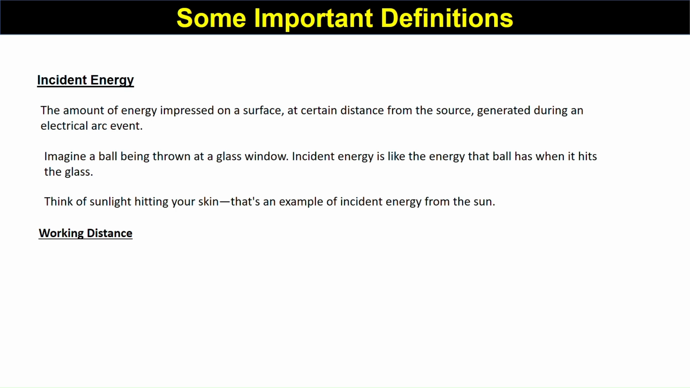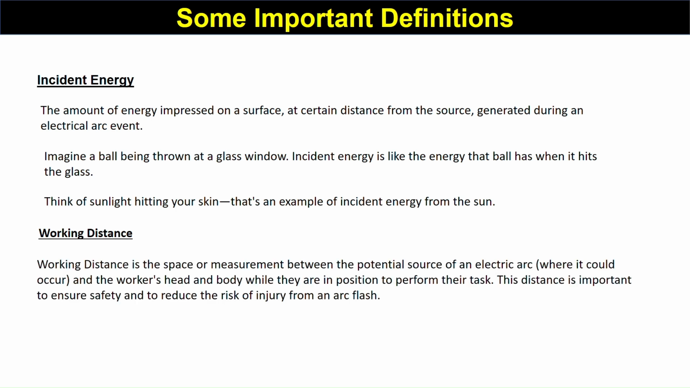Working distance. The working distance is the space or measurement between the potential source of an electric arc and the worker's head and body while they are in position to perform their task. The distance is important to ensure safety and to reduce the risk of injury from an arc flash.